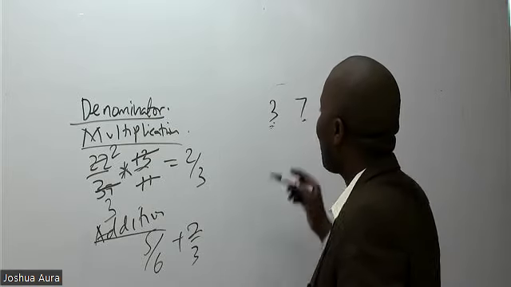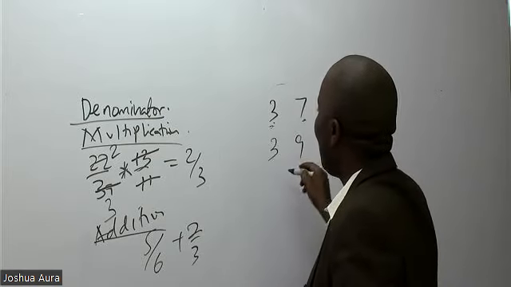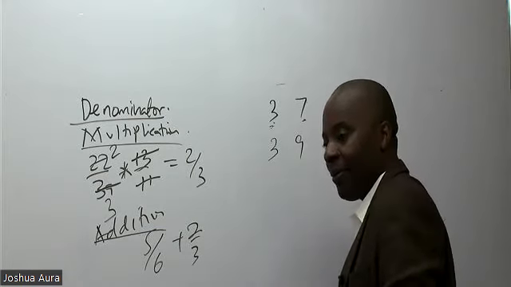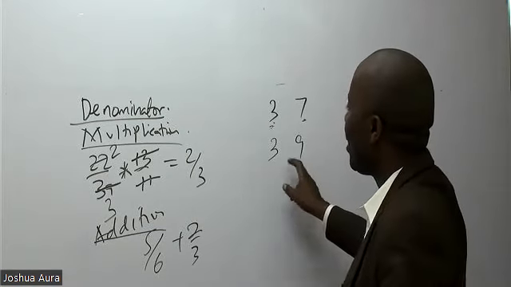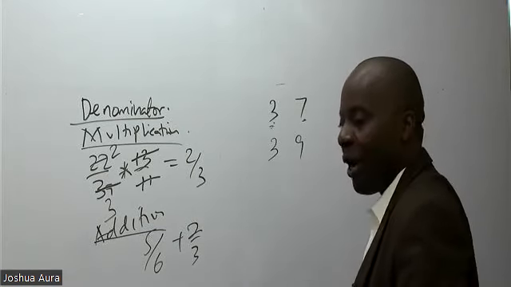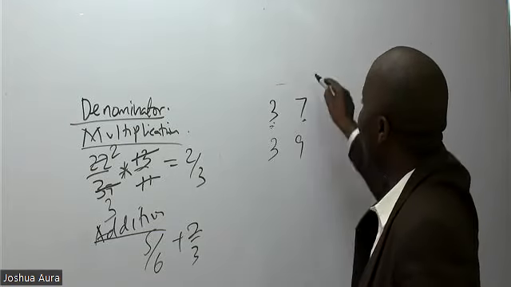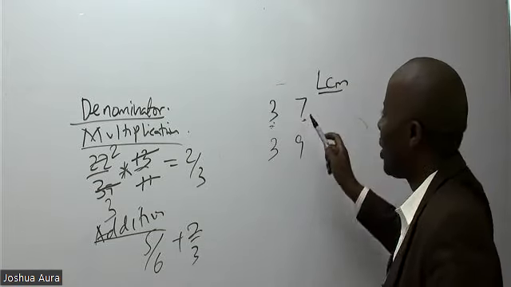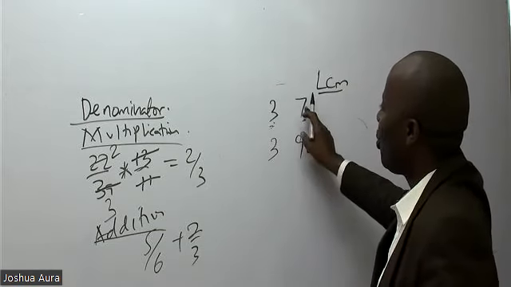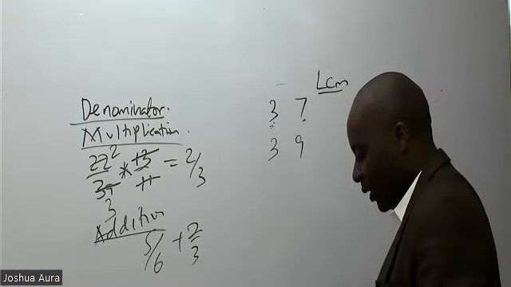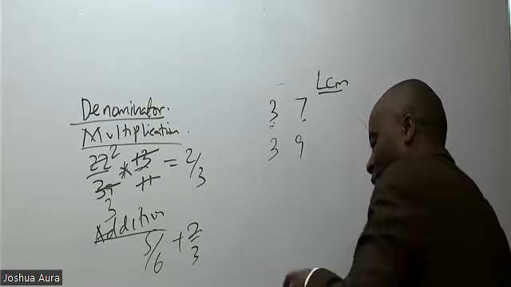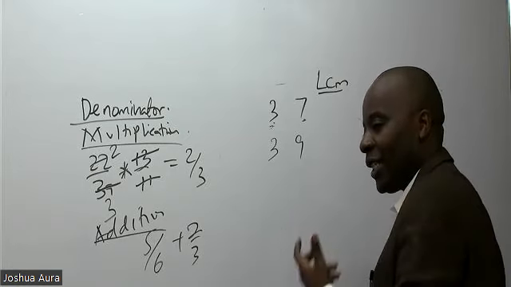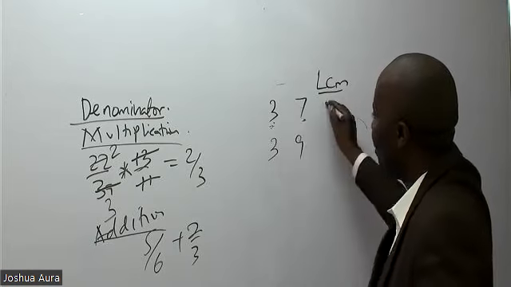But what if somebody gives you 3 and 9? You can't multiply them to get the LCM. Why? Because if I take 9 divided by 3, I'll get a whole number. So remember, for the LCM, the easiest way is to look at how the numbers are structured. Now 3 and 7: if I take 7 divided by 3, I'll get decimals, so the only way of getting the LCM is to multiply 3 and 7. This will give me 21.